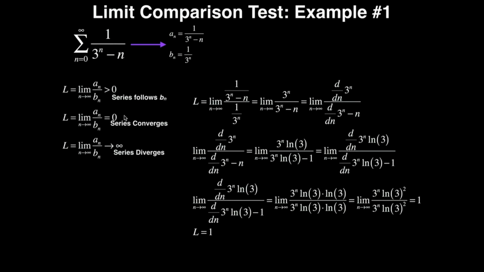Well, this limit is not 0. It's not infinite. It's greater than 0. So we're going to obey the first criterion here. The series follows whatever b sub n does.